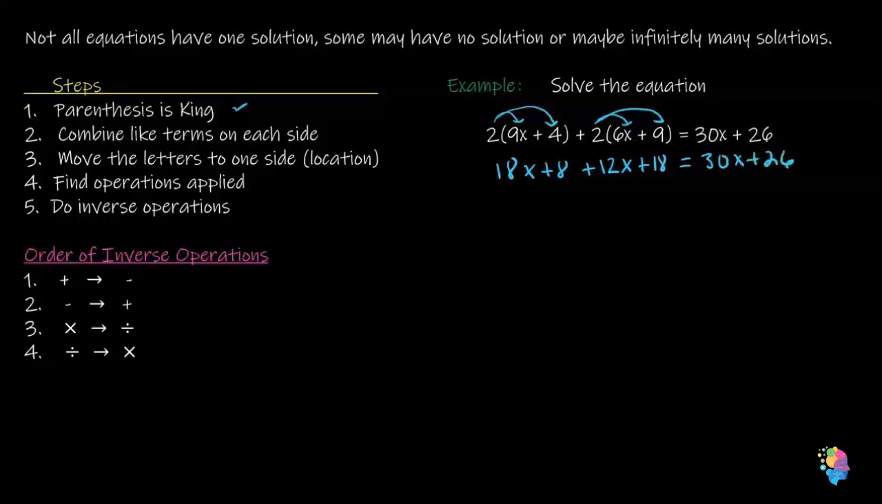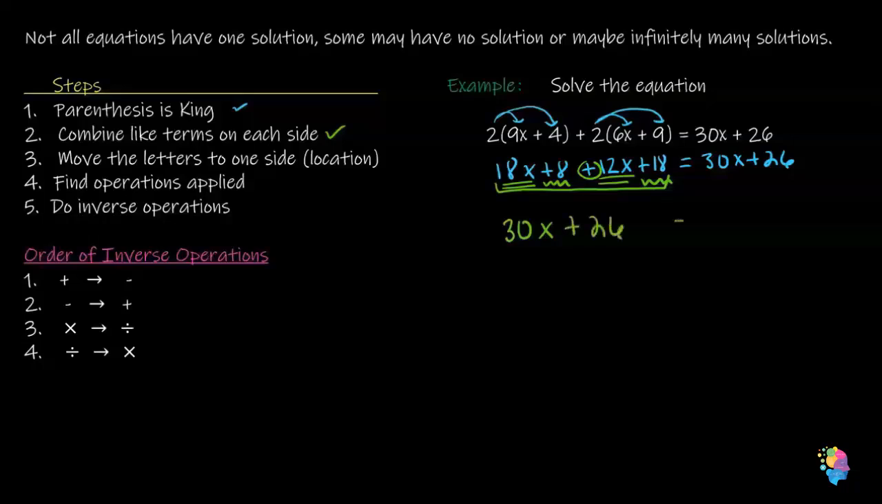The next thing, we're going to see if there are any like terms to combine on each side of the equation. On the left side, I have 2 pairs of like terms. I have the 18x and the 12x. This is plus 12x. So 18x plus 12x will give me 30x. And then I have this plus 8 with a plus 18. Same sign, I add and keep the sign. So 18 plus 8 will give us 26.